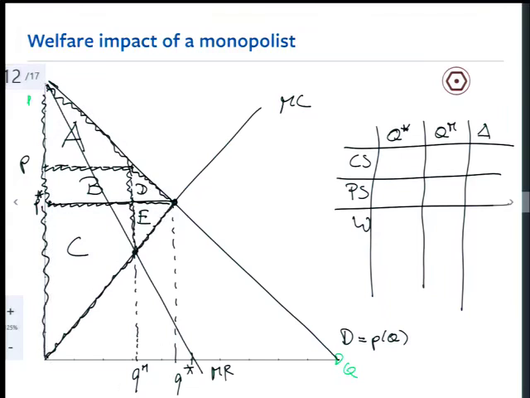Okay. So A, B, C, D, and E. So what's consumer surplus at P star, Q star? The answer is going to be A plus B plus D. Producer surplus is going to be C plus E. So total welfare is A, B, C, D, and E.